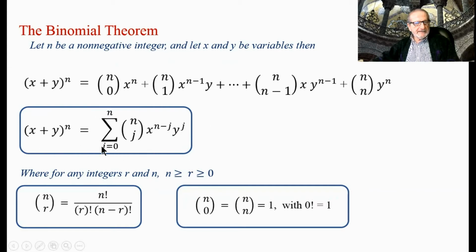So it's the summation from j equals 0 to n, of the combination n choose j, x to the power n minus j, y to the power j. Now remember the formula for n choose r is n factorial over r factorial (n minus r) factorial, with the understanding that n choose 0 is the same as n choose n and is equal to 1, and 0 factorial is 1.